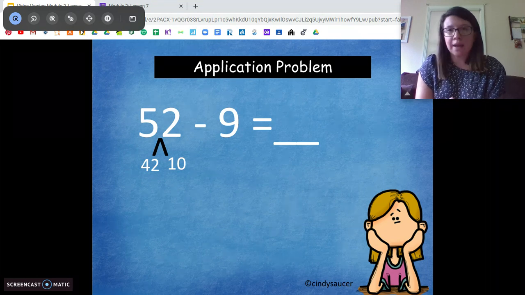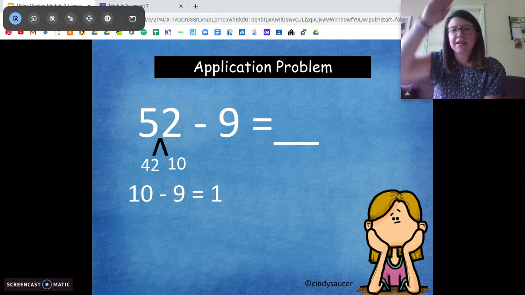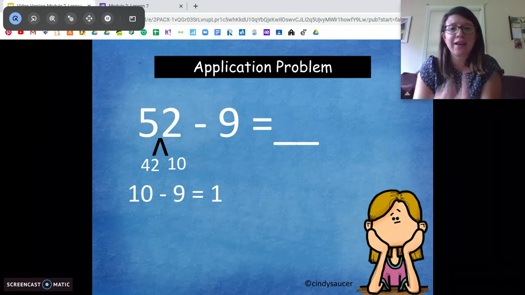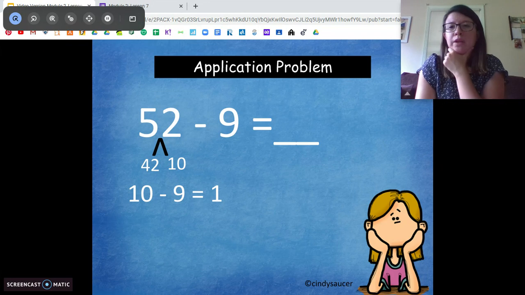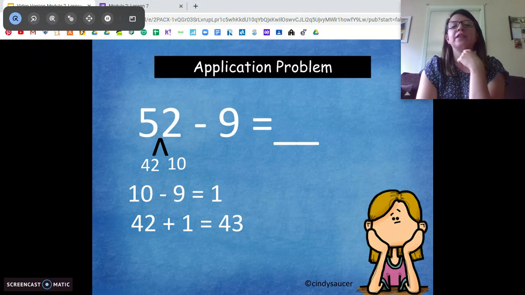Ready? First step, what are we doing? Good, we're taking 10 minus 9, taking that easy 10 fact. They already broke it into a number bond for you, so all you had to do is take 10 minus 9 and we get 1. Second step, what do we do? Good, add 42 plus 1, and our answer is 43.